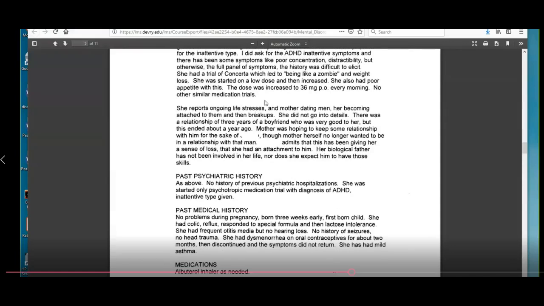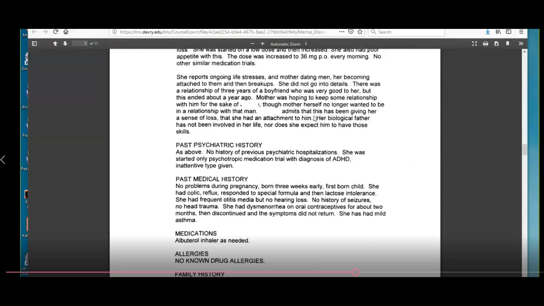She reports life stresses, her mother's dating men, becoming attached to them, and then they break up. She does not go into detail. There was a relationship of 3 years with a boyfriend who was good to her, but it ended about a year ago. Mother was hoping to keep some relationship with him for the sake of the daughter, though the mother herself no longer wanted to be in a relationship with that man. She admits that this had been giving her a sense of loss, that she was attached to him. Her biological father has not been involved in her life, nor does she expect him to have those skills.